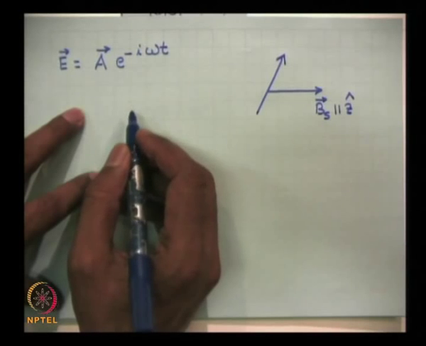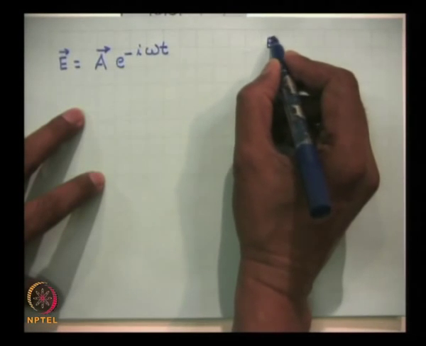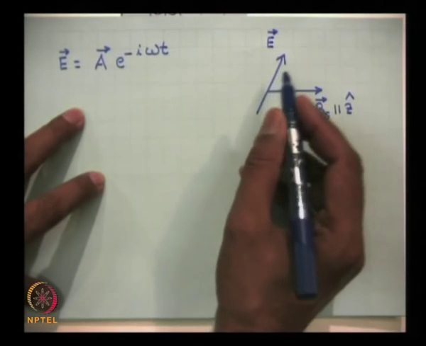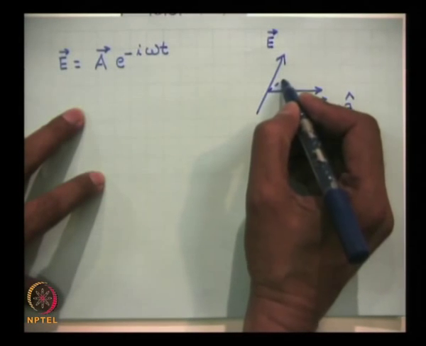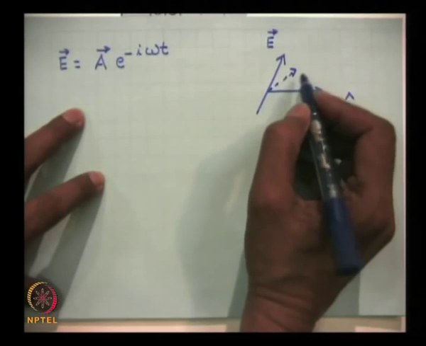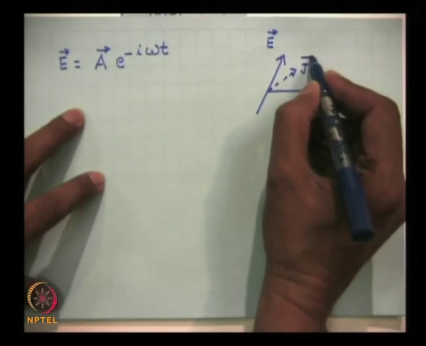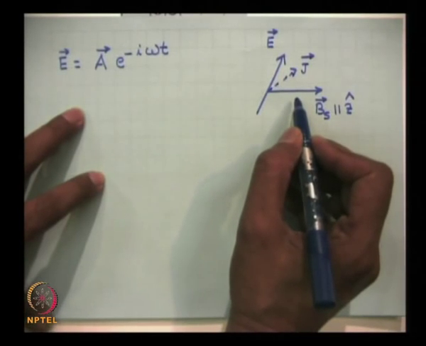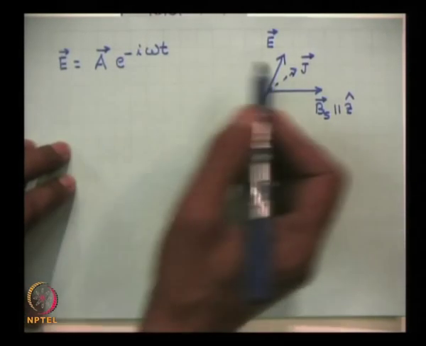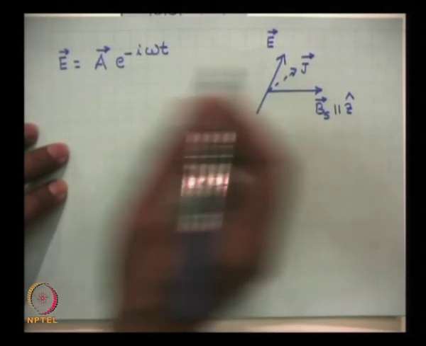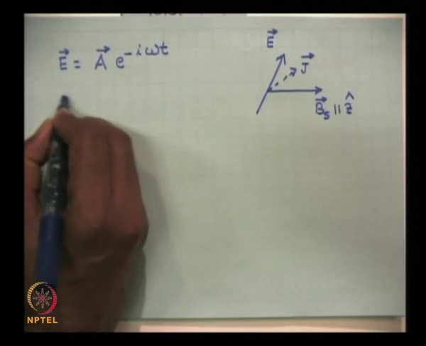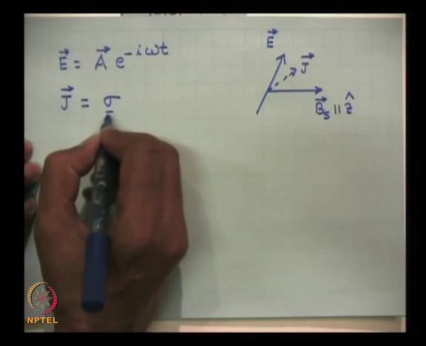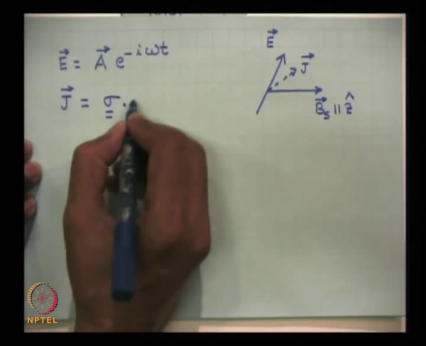Suppose the electric field E is in some direction like this. What we found was that the current in general was inclined at an angle to the electric field, and this direction of J may not lie in the plane containing E and B_s. So it could be in a different plane. In general, J I had written was equal to a tensor, which we call the conductivity tensor, dot E.